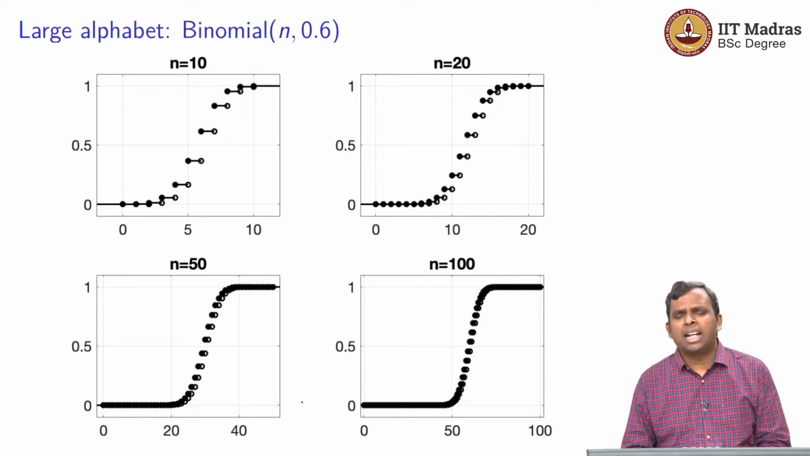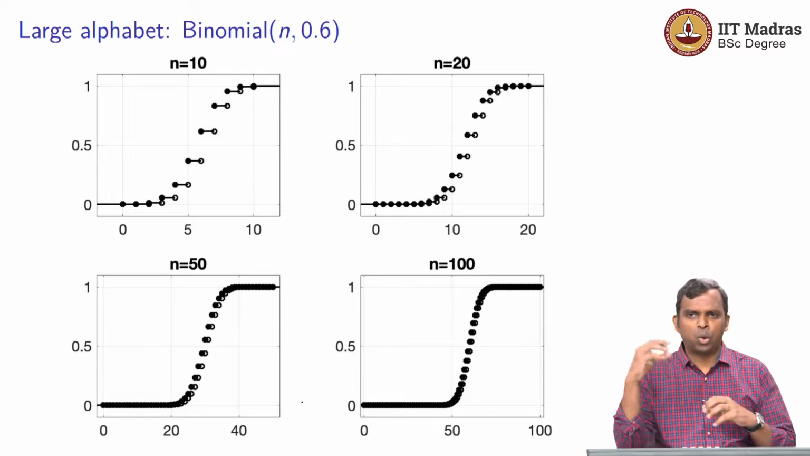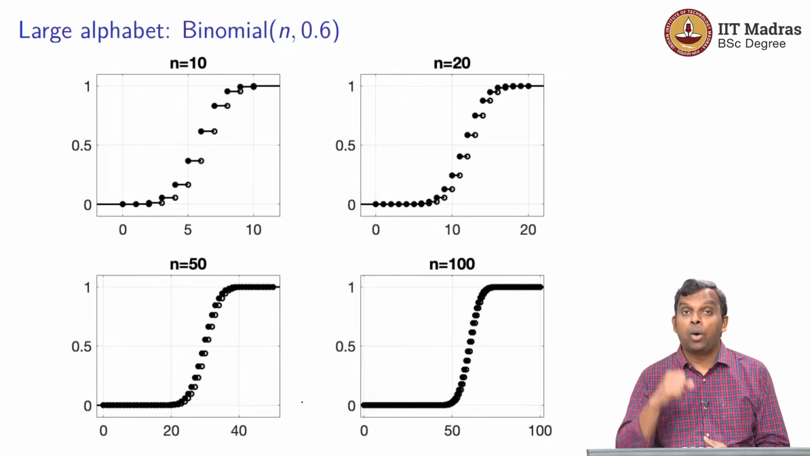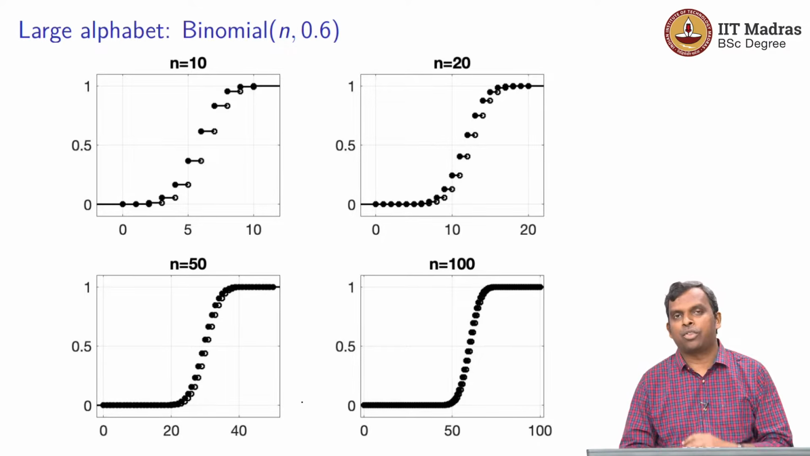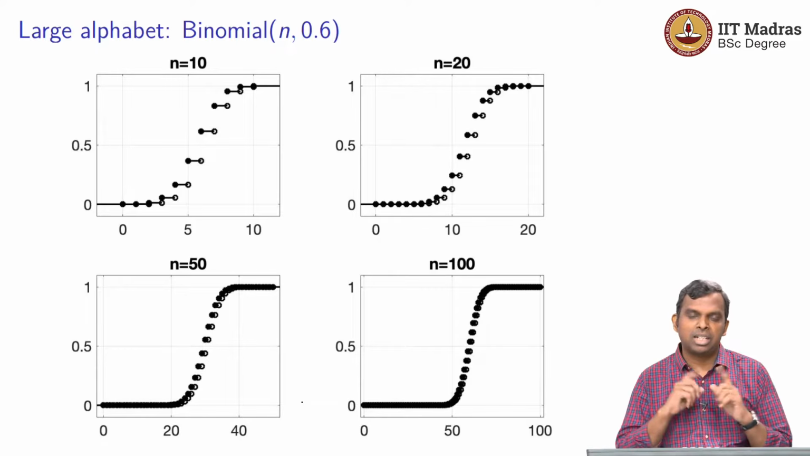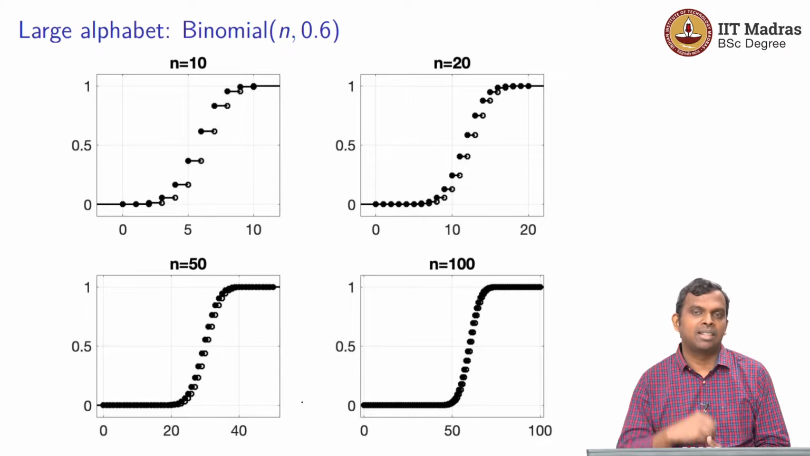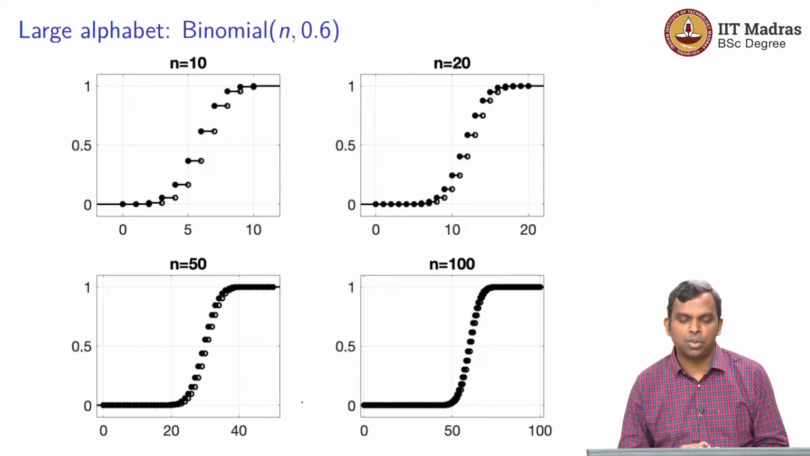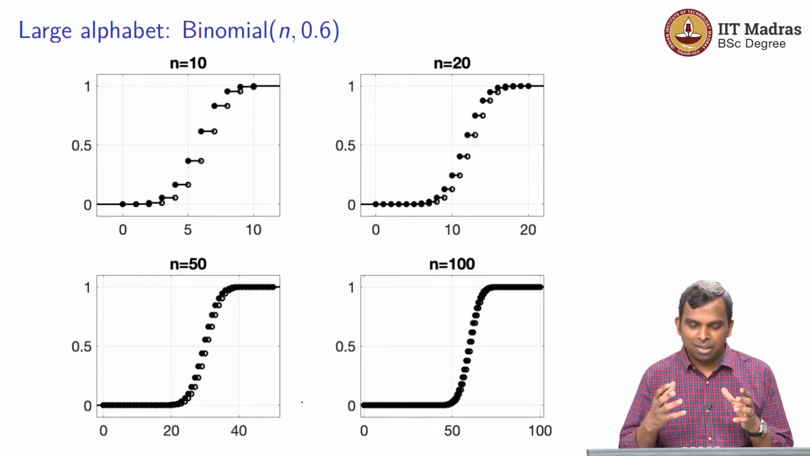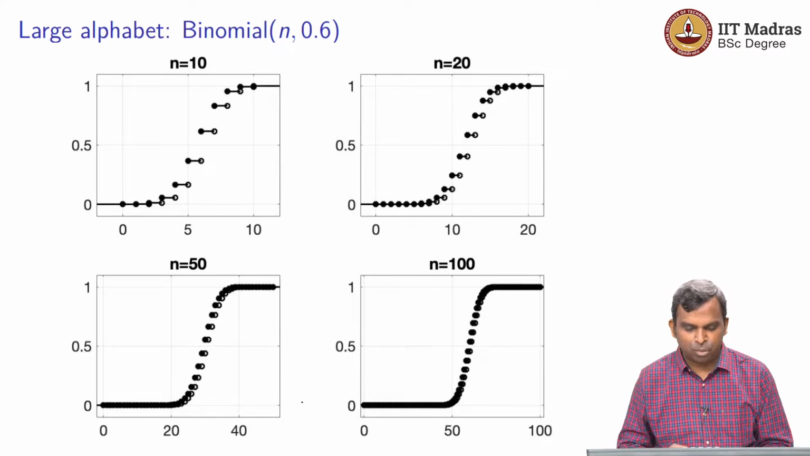So far we've been looking at the CDF of discrete random variables, how to plot them, how to go between PMF and CDF, and how to compute probabilities of intervals within which random variables can fall using the CDF and all that. So those are important skills to pick up. Now let's start moving on to larger and larger alphabets.